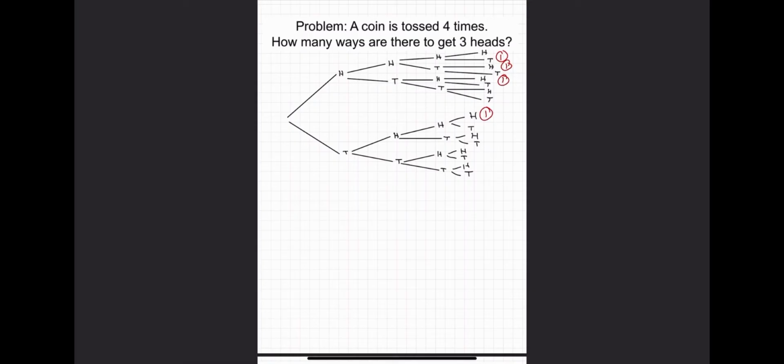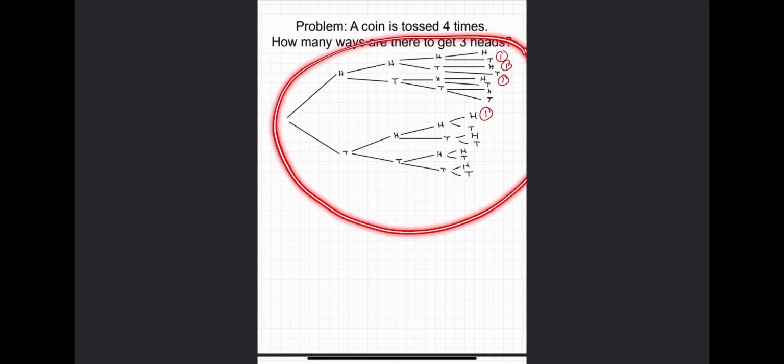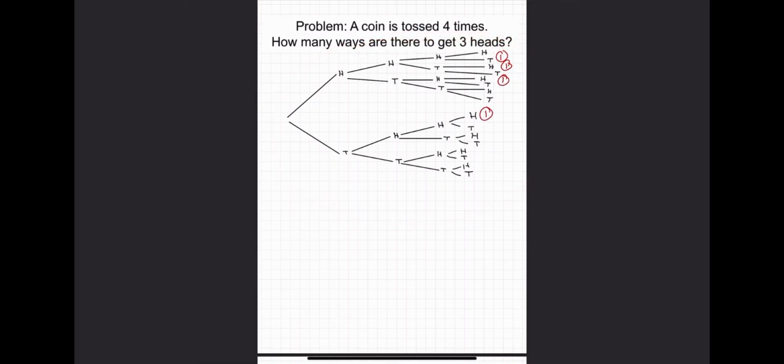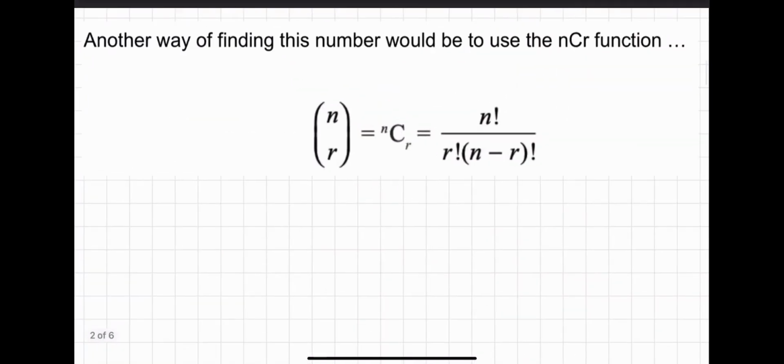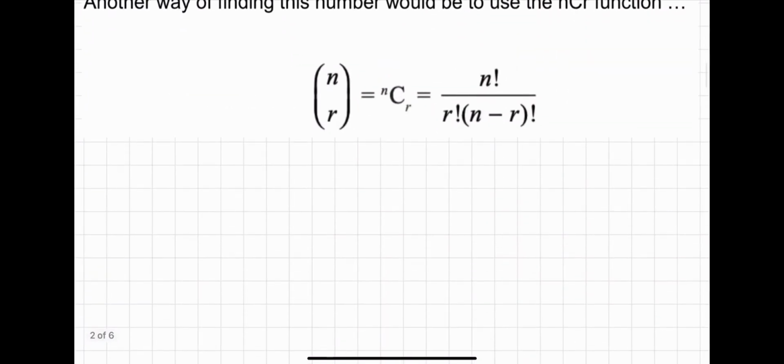Right, now looking at this mess, you can see there are all these branches. Surely there is an easier method to find out the number of ways to get 3 heads when you have 4 coins tossed, or a coin tossed 4 times. And there is. So let's have a look. On your calculator, you have this function, n choose r. It's also written like this sometimes when you're doing your workings out on paper.